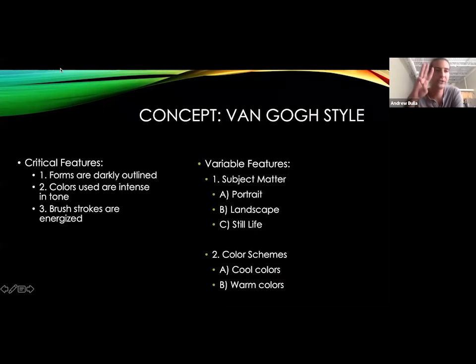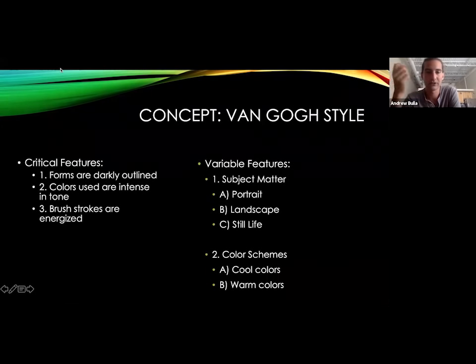So there are 3 critical features for Van Gogh style. 1, the forms are darkly outlined. 2, the colors used are intense in tone. And 3, the brush strokes are energized. So all 3 of those need to be present for an instance to be a member of Van Gogh style. And since I have 3 critical features, I need to have at least 3 non-examples because I'm going to remove one of those features at a time.